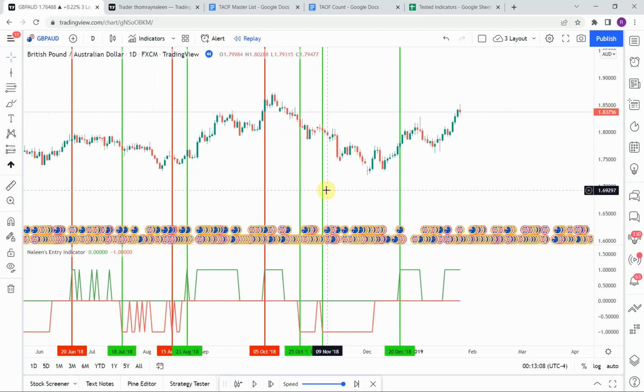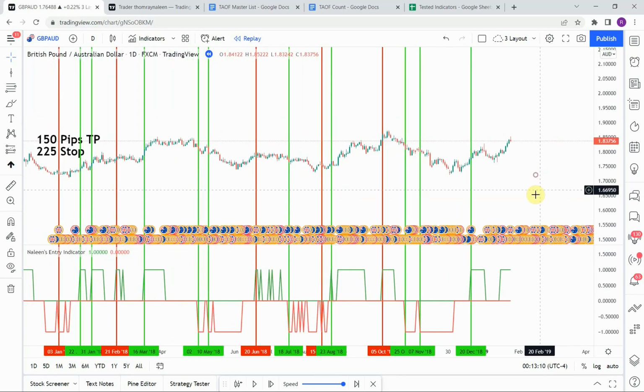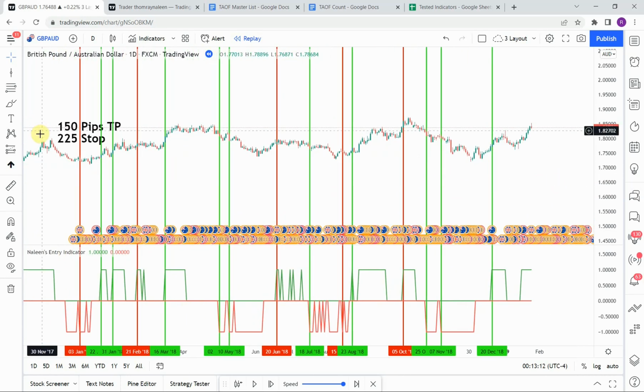Alright, so let's go ahead and take a look at our indicator here. Let's go ahead and count it out and see what we get. So we have 1, 2, 3, 4, 5, 6, 7, 8, 9, 10, 11, 12, 13, 14, and 15. So we have 15 trades altogether, and we have 1, 2, 3, 4, 5, 6, 7, 8, 9, and 10 winners. And so that will meet the 60% criteria that we were looking for.